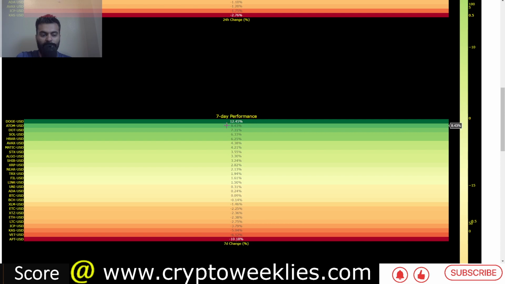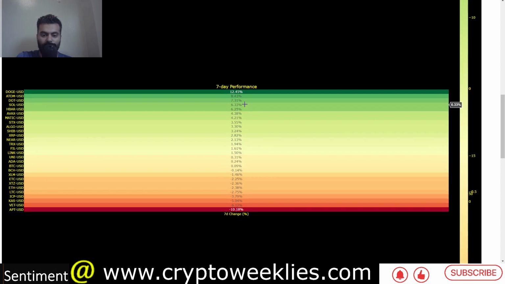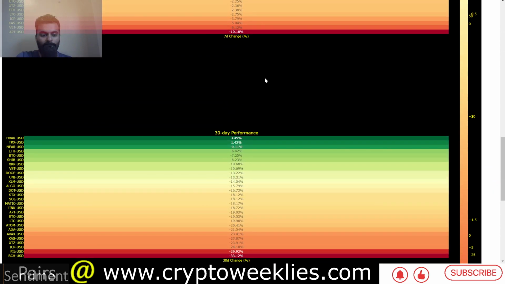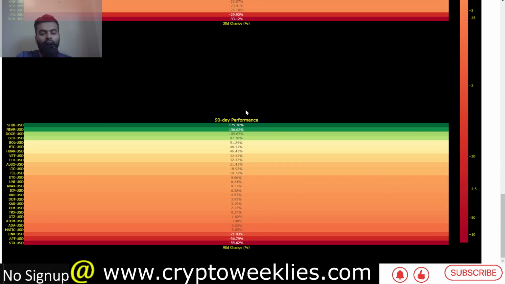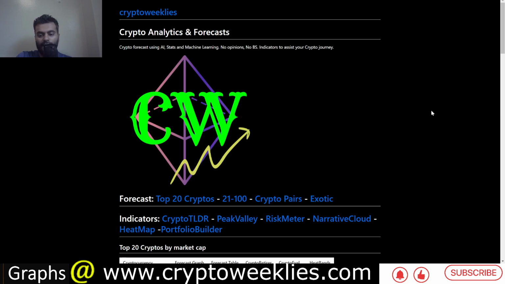Doge, Atom, as well as Dot have fared nicely over the last 7 days. Over the last 30 days, HBAR, Tron, and Near have had some decent performance. Over the last 90 days, Sheep and Near and Doge are taking the crown of the top podium, that is over the last 90 days.